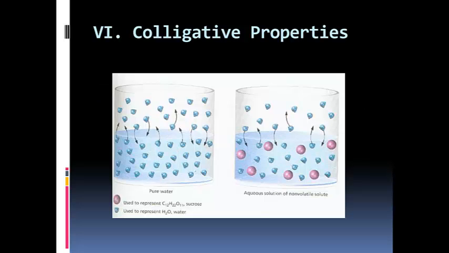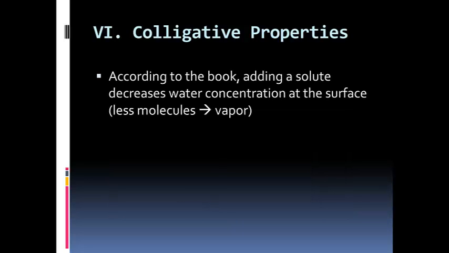So what happens? You know water evaporates, so as it moves upward, it causes a vapor pressure, and some of it also condenses back in. Now, according to the book, what they say is that adding a solute decreases the concentration of the molecules at the surface. So because there's less molecules, there's less to evaporate, so there's going to be less vapor.